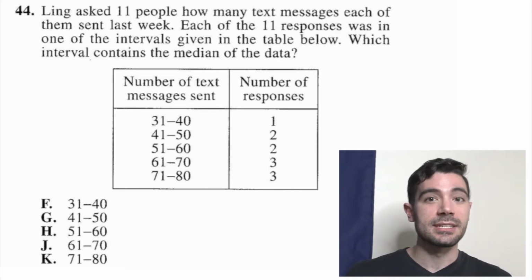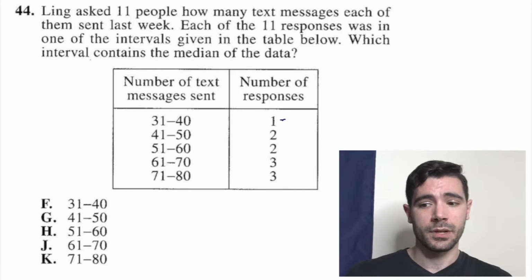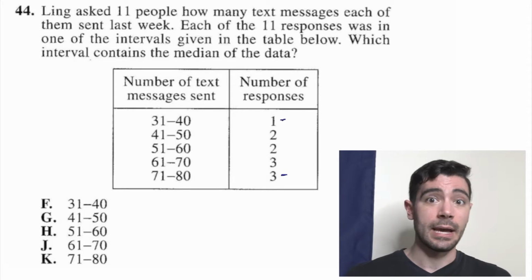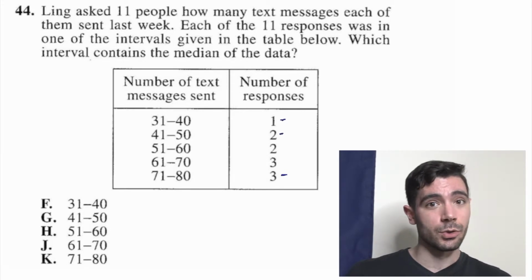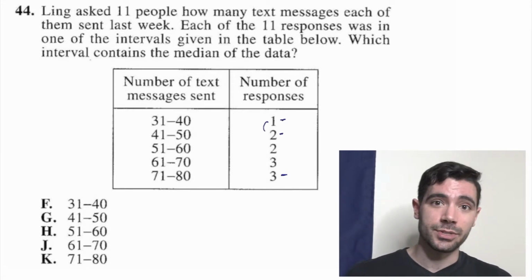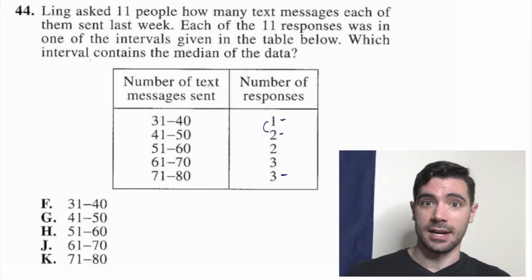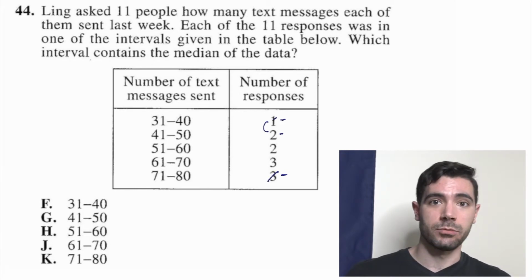The lowest number is in this top interval, 31 through 40. And there are 3 numbers in the highest interval. So we can't cross off 1 and then cross off 3. But in the second lowest interval, there are 2. So if you added those 2 intervals together, that would be 3 units. And the top one would also be 3 units. So we cross off 1, 2, and 3.